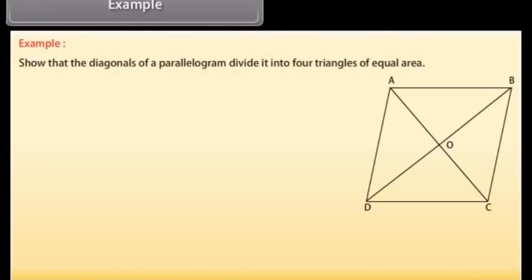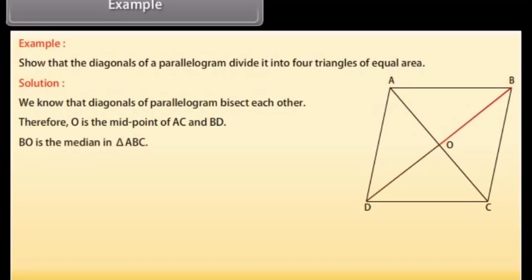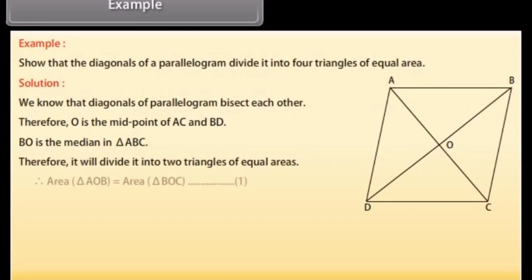Show that the diagonals of a parallelogram divide it into 4 triangles of equal area. Solution. We know that diagonals of a parallelogram bisect each other. Therefore, O is the midpoint of AC and BD. BO is the median in triangle ABC. Therefore, it will divide it into 2 triangles of equal areas. Therefore, area of triangle AOB is equal to area of triangle BOC.